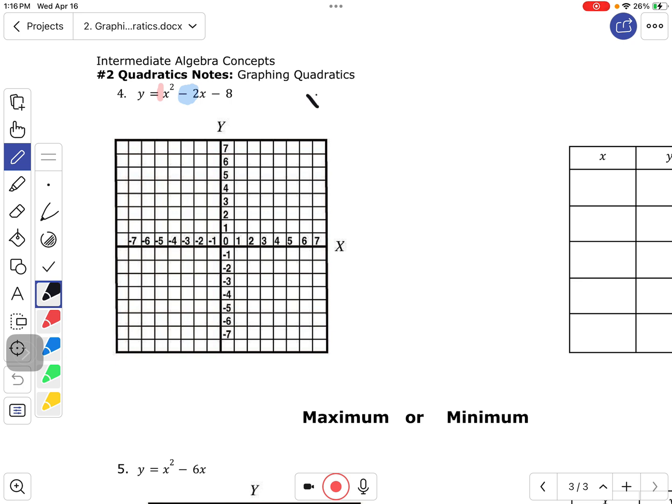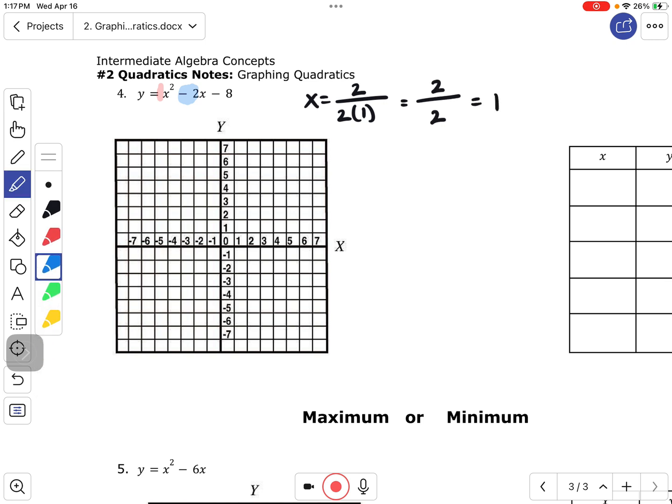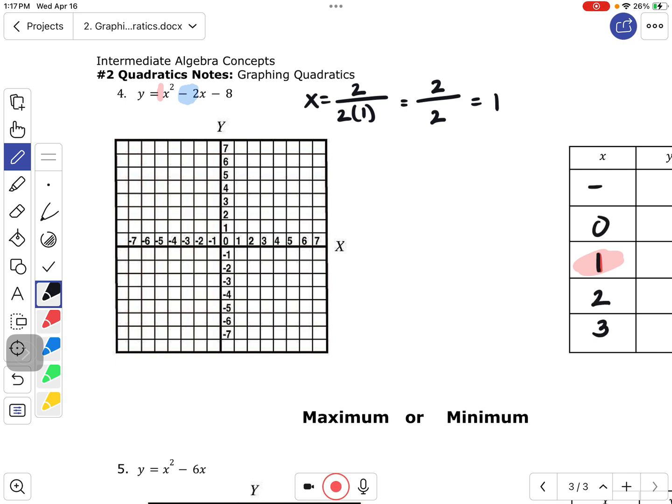Okay, so now I'm going to say x equals, I want the opposite of my B, so it's a -2. So now I want to use a +2. And that 2 on the bottom is the formula, times 1. So now I have 2 divided by 2 equals 1. So remember, that's going to go in the middle right here. So this 1 goes right here, and then I want my 2 numbers above and my 2 numbers below. So 1, 2, 3, 0, -1.